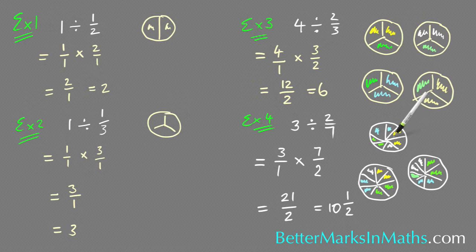There's 1, 2, 3, 4, 5, 6, 7, 8, 9, 10. So there's the 10 lots of 2/7. And then if this is 2/7, then half of that 2/7 would be a piece this size. In other words, it would be 1/7, which is this one here. So you can see from the diagram that there are 10.5 lots of 2/7 in 3 wholes. So it can be done with the diagram.